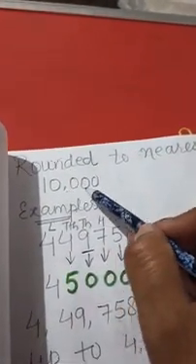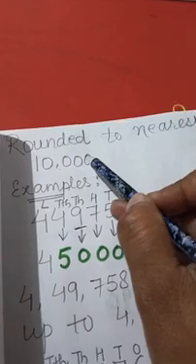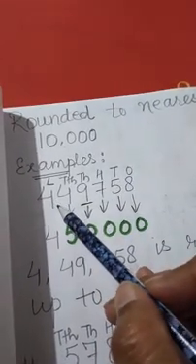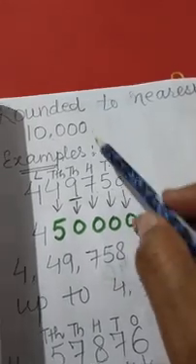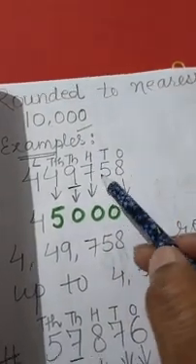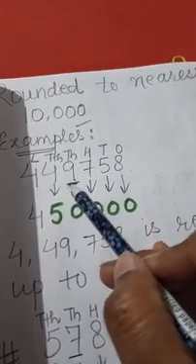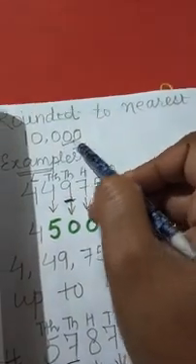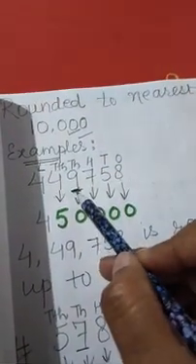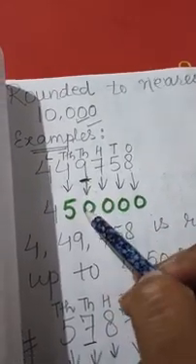Yes students, next is rounding to the nearest 10,000. You can understand better with the help of examples. 4,49,758 is there. You have to round it to the nearest 10,000. Then which digit will you see? We will observe the 1000 digit. For rounding to the nearest 10,000, we will see one place before that. 10,000 से पहले क्या आता है? 1000. We will observe only this digit.